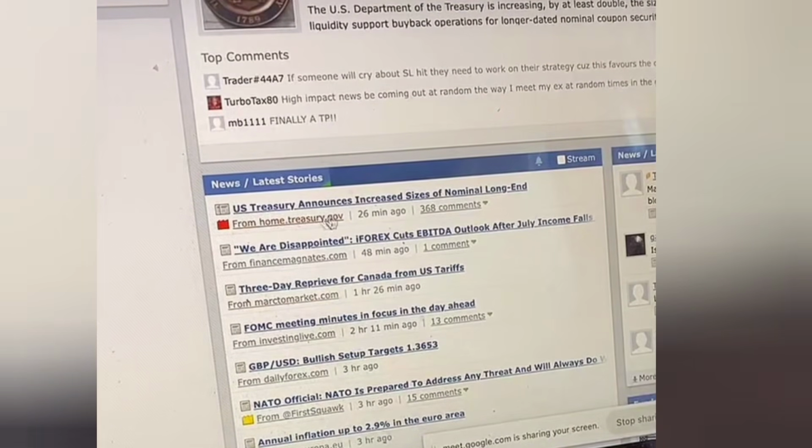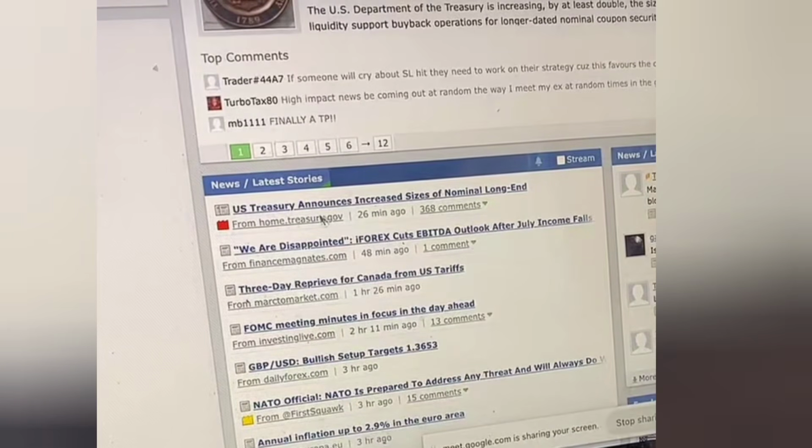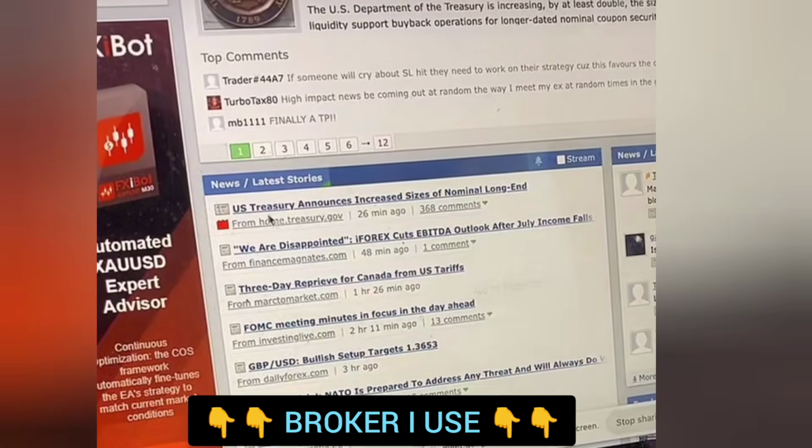Technical candle. U.S. Treasury announced. It did not even break. Okay, that's the news right there. U.S. Treasury announces increased size of nominal long end. Okay, so that's the news that came out 26 minutes ago. And that's the reason why the market is moving up. So that's the news right there.